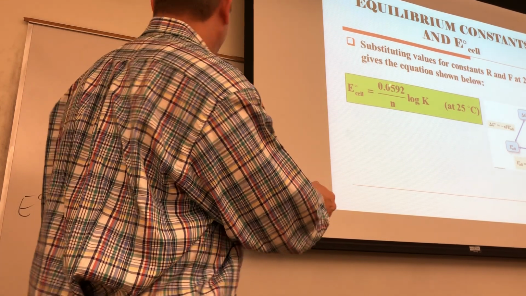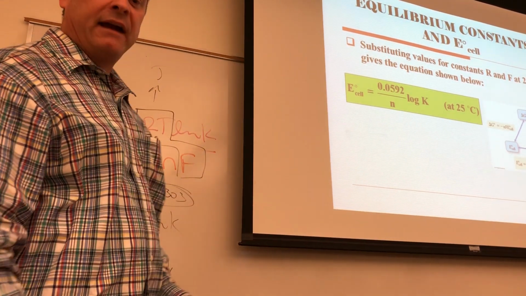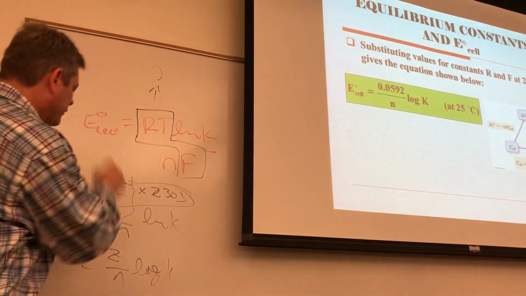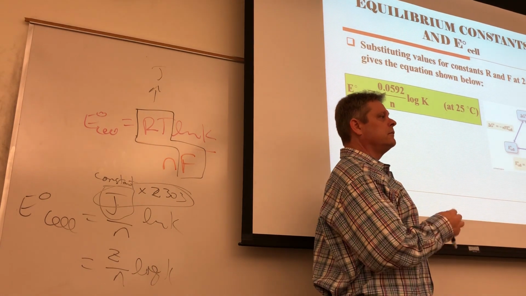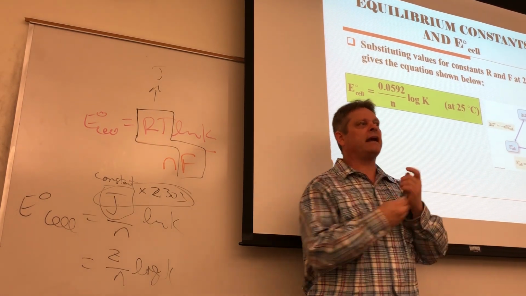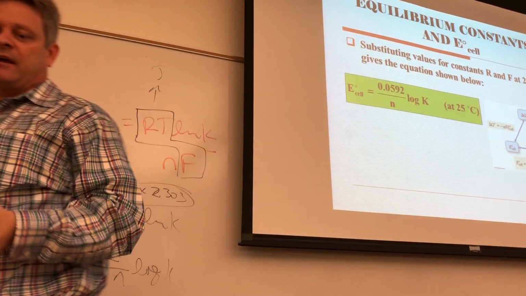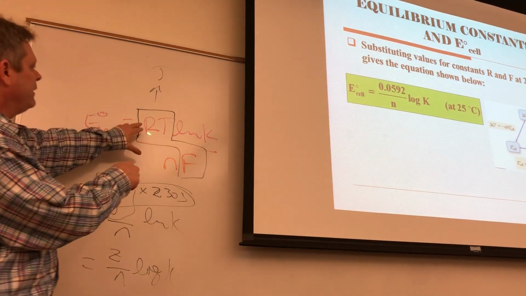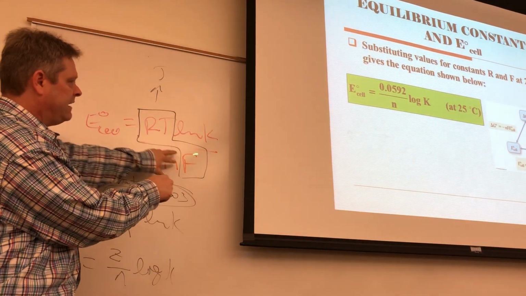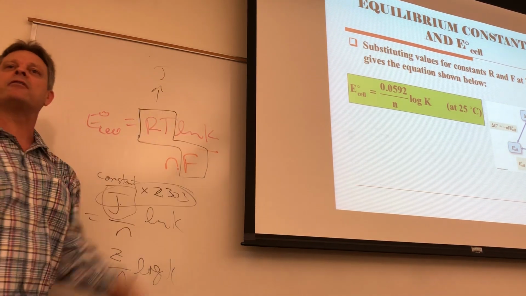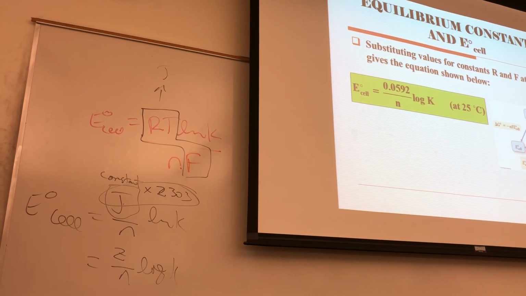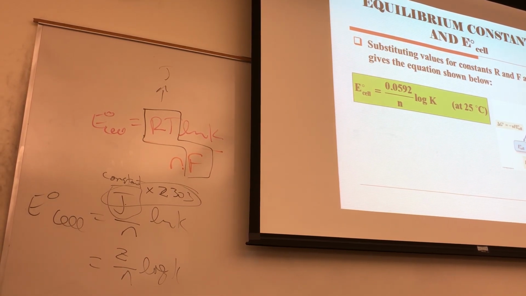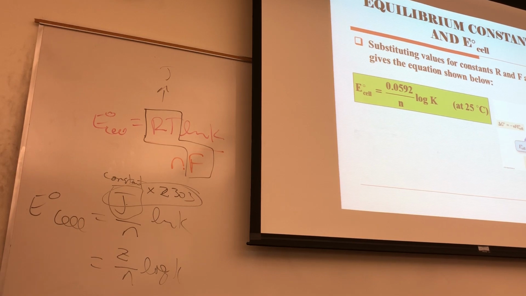And this number comes out to be 0.0592. Which what I'm saying is Z is 0.0592. That's just the number for the constant that I called Z over here. And that's just the collection of multiplying 8.34 times 298 divided by 96,485 or whatever it is, and then multiply by 2.303. And that gives you 0.0592. And that's just a constant. Okay? So what did I do?